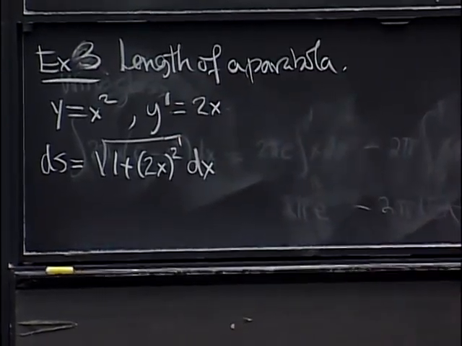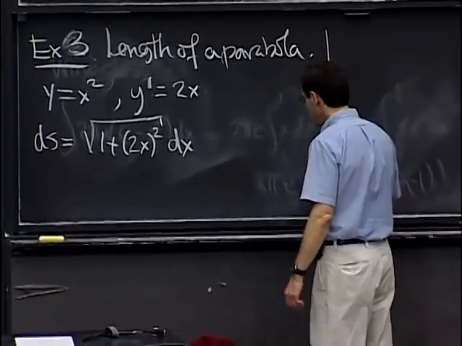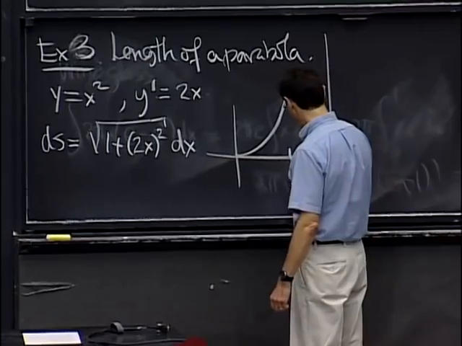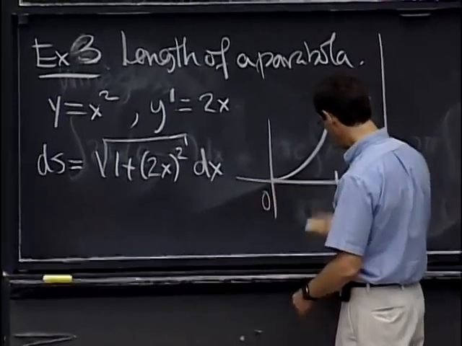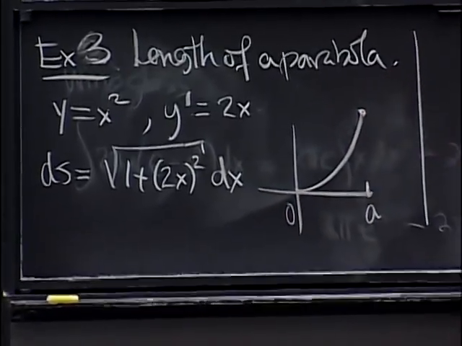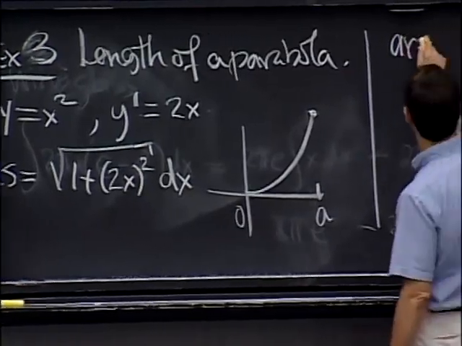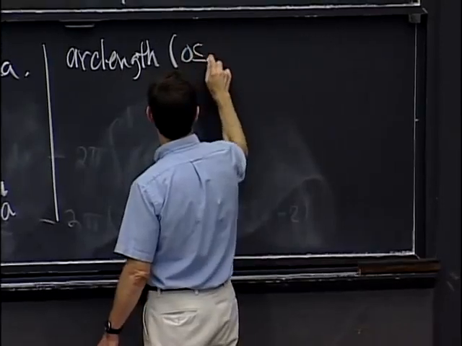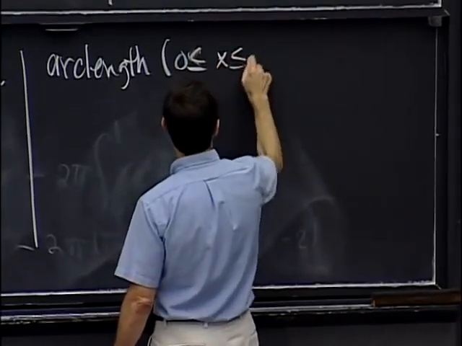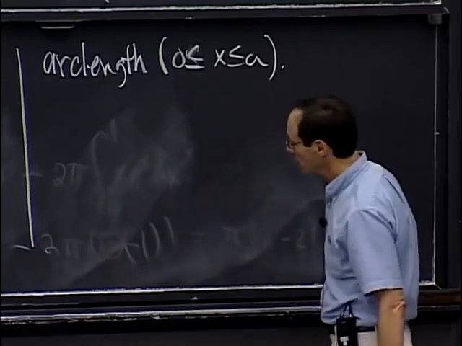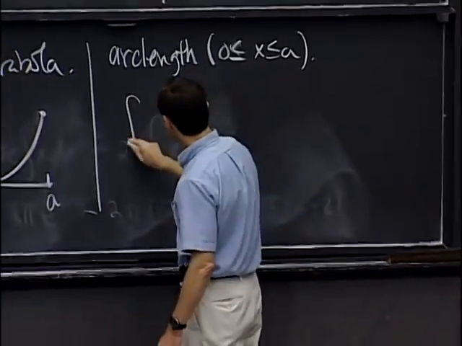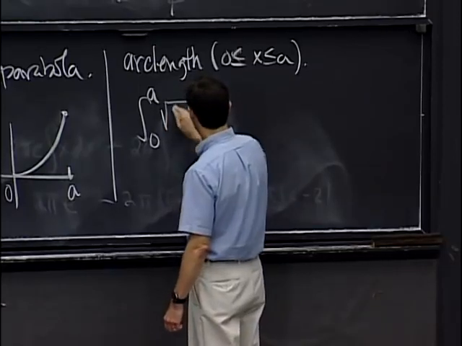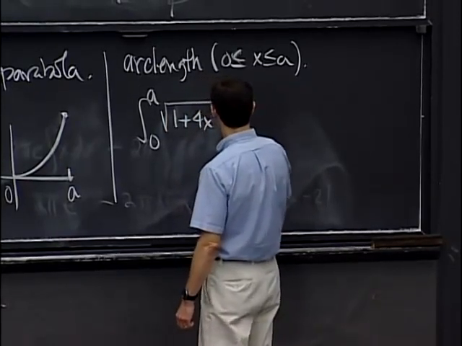And now I can figure out what a piece of a parabola is. So I'll draw the piece of parabola up to a, let's say, starting from 0. So that's the chunk, and its arc length between 0 and a is the integral from 0 to a of the square root of 1 plus 4x squared dx.